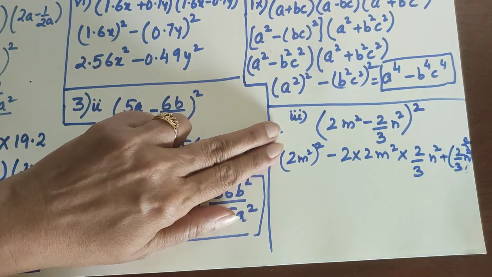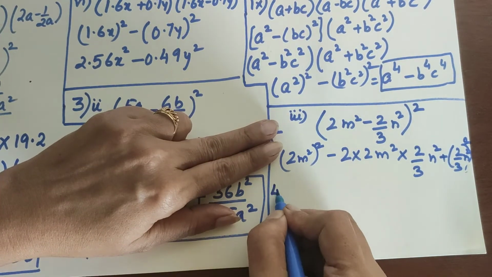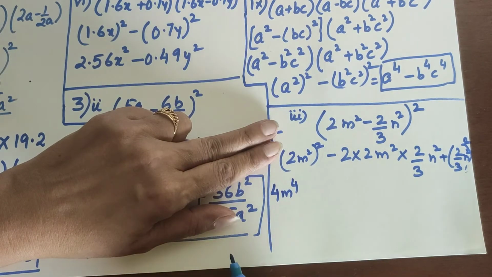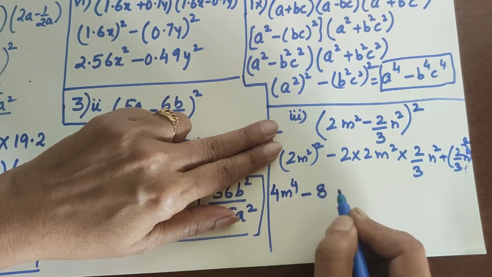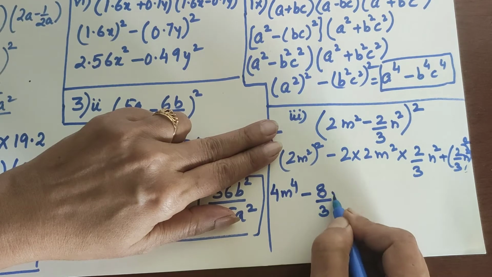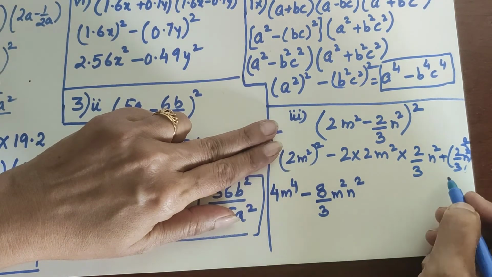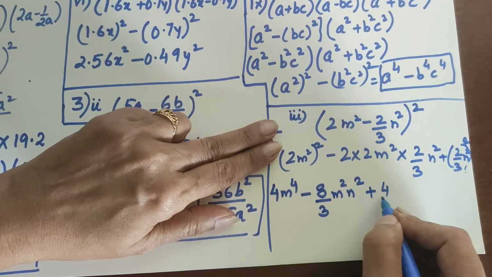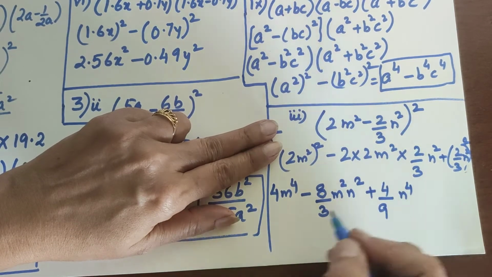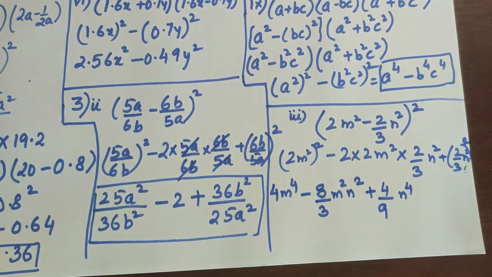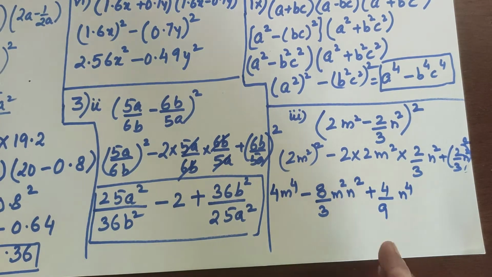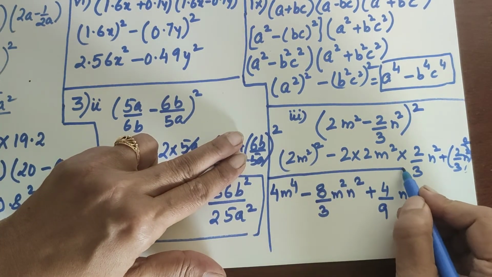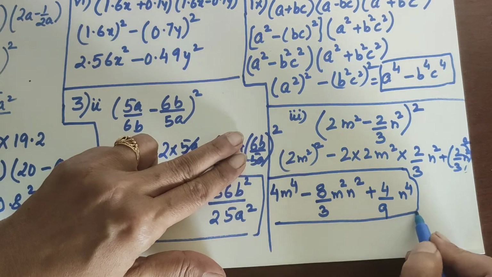Okay, it got little scribbled. So 4m to the power 4. And here it will be minus 2 into 4 is 8, which is 8 upon 3m square n square, and 2 upon 3 squared gives you 4 upon 9 n to the power 4. So this is your answer for question number 3, part 3: 4m to the power 4 minus 8 upon 3m square n square plus 4 by 9 n to the power 4. This is your answer.